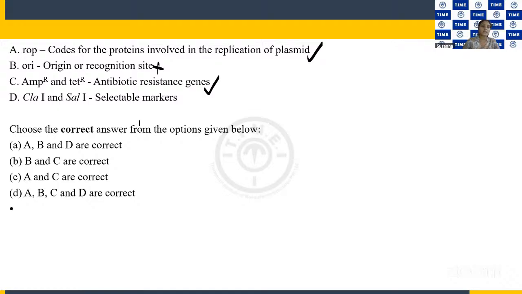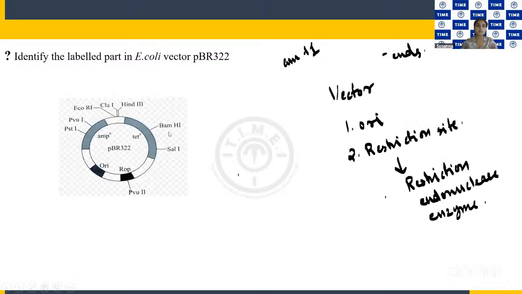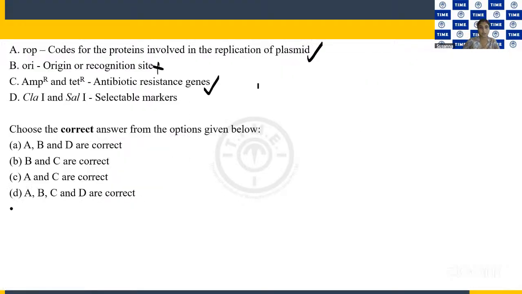Then CLAV1 and SAL2, they are saying they are selectable markers. So, are they selectable markers? No, they are restriction sites. Okay, they are restriction sites. So this statement is wrong. Just for your understanding, I'm just correcting it. So this is actually the origin of replication, and these are restriction sites.